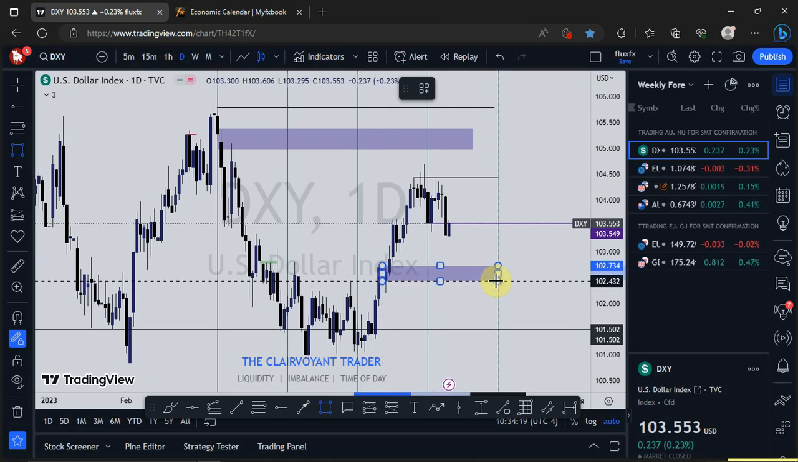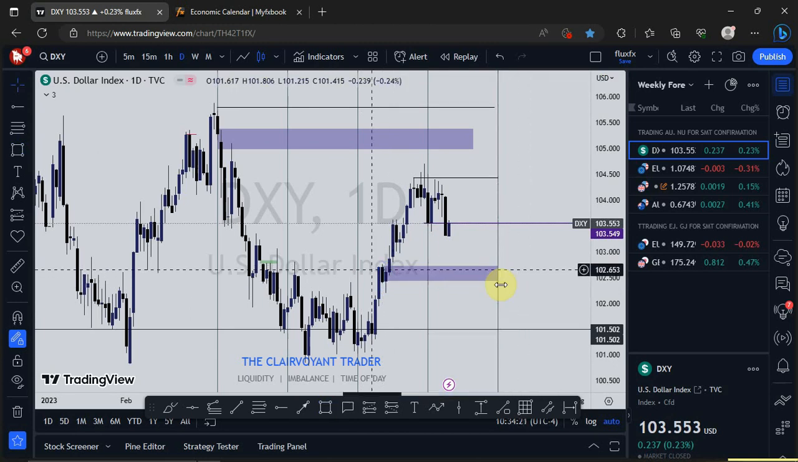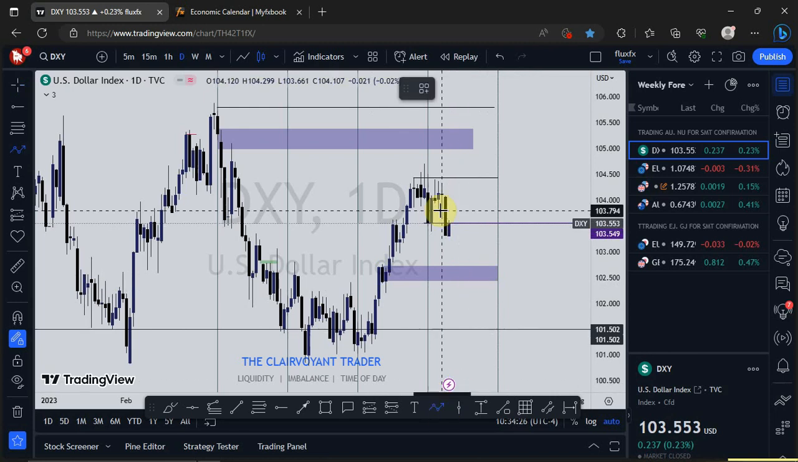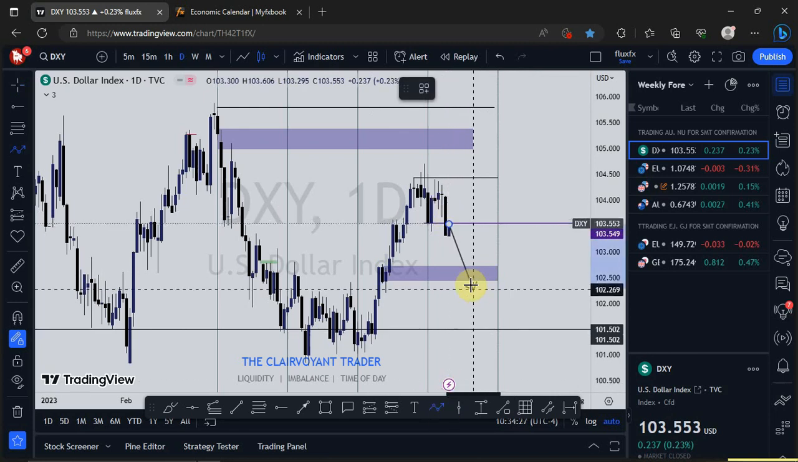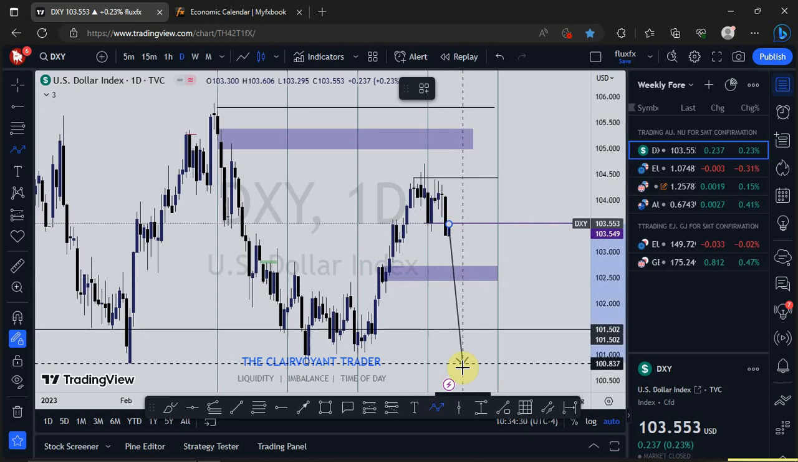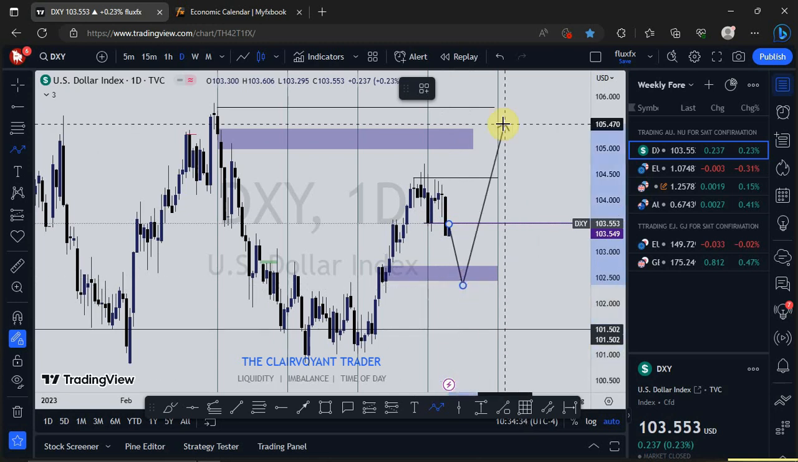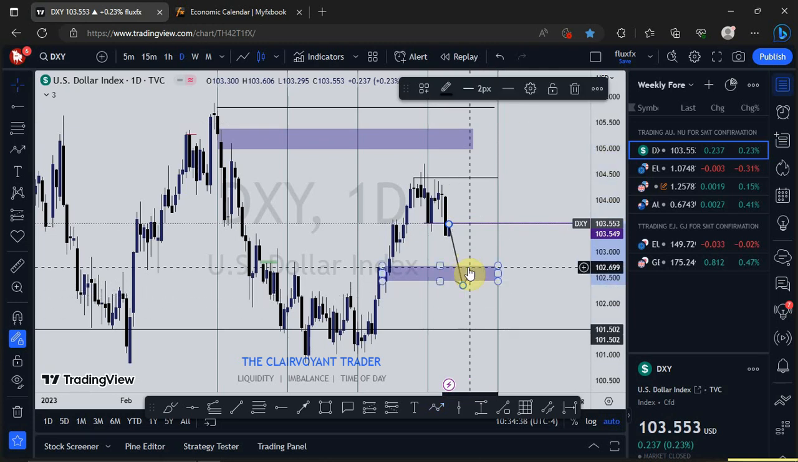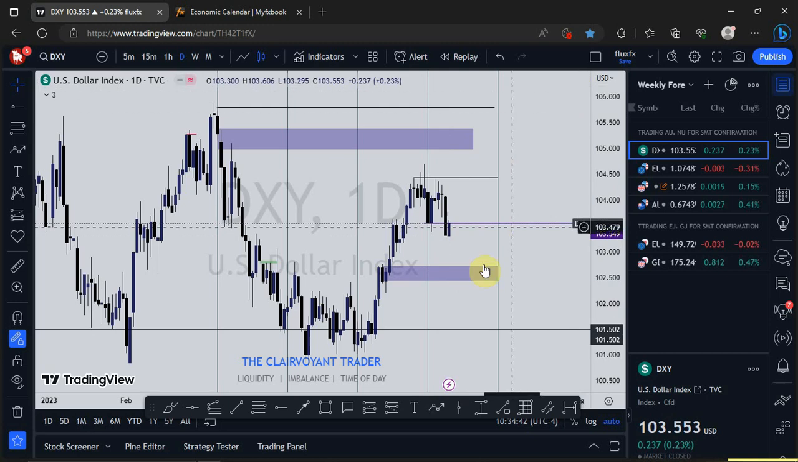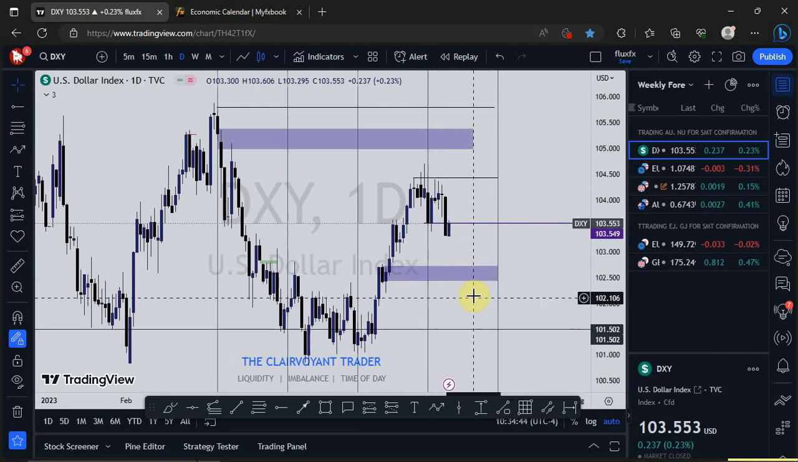So this zone is going to be my point of interest. I want to see price push to this zone. Then from there we see if price is going to continue to push to the downside, or we are going to see a reversal to the upside. But so far as this week is concerned, I want to see some level of bearishness on the dollar index. So for the dollar index, I'm looking for bearish price this week.